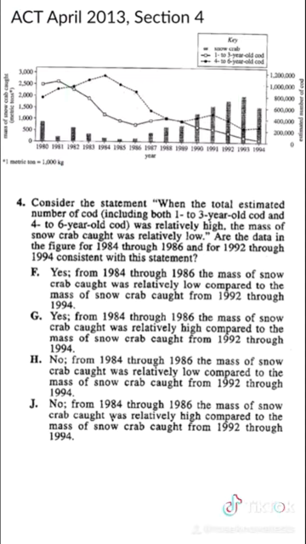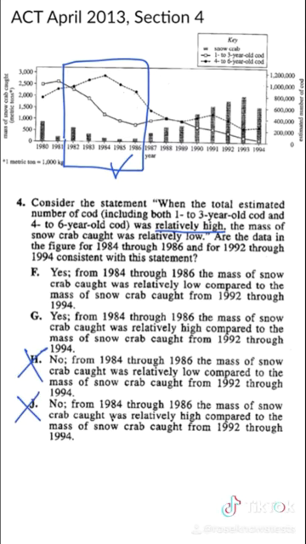When you have an extremely wordy question on the science section, it is helpful to break the question into smaller pieces. For example, consider the statement when the total estimated number of cod, including both 1 to 3-year-old cod and 4 to 6-year-old cod, was relatively high. So on this graph, we're looking at this area. Okay, the mass of the snow crab caught was relatively low. That checks out. So are the data in the figure for 1984 through 1986 and for 1992 through 1994 consistent with this statement? Yes, it is consistent.